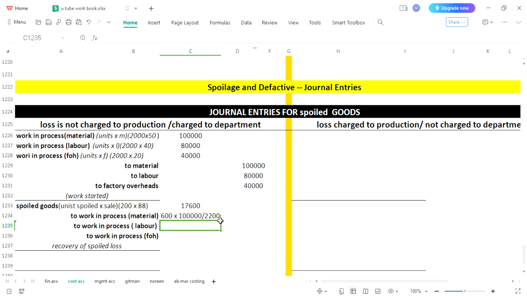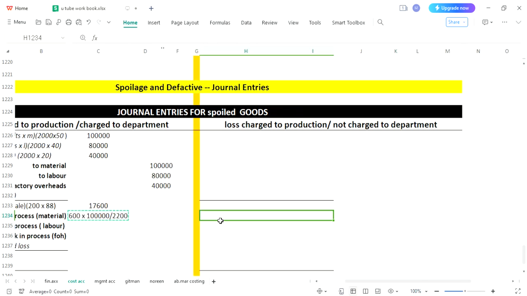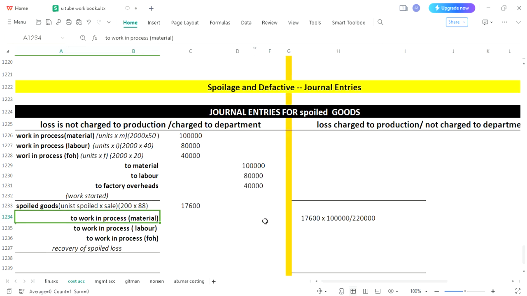This statement is very important and it is not appearing over here. So instead of writing here, we can take it to this side. In this way you will understand how we have calculated the amount.